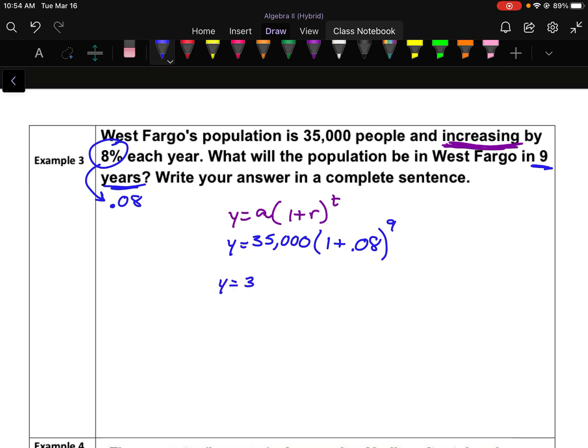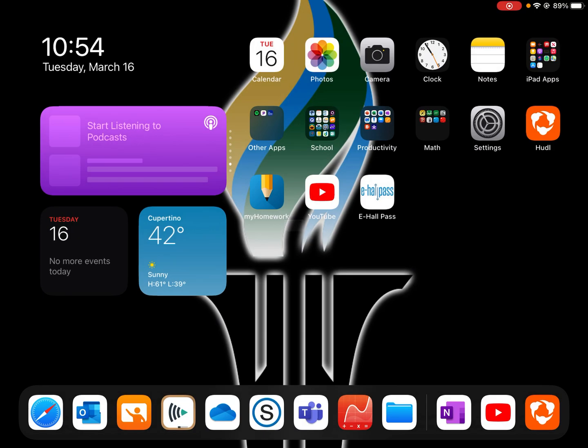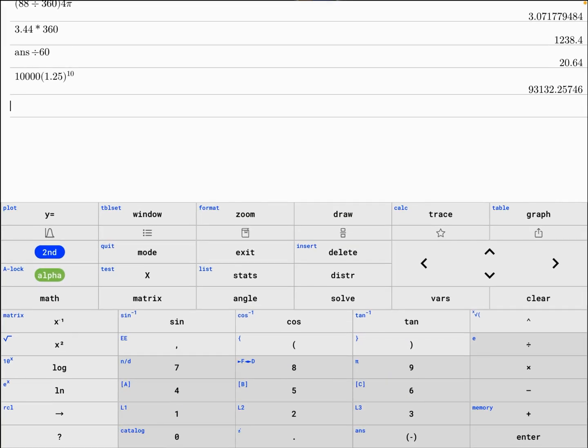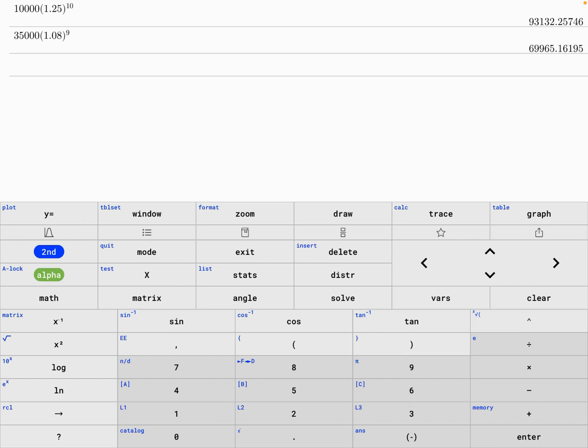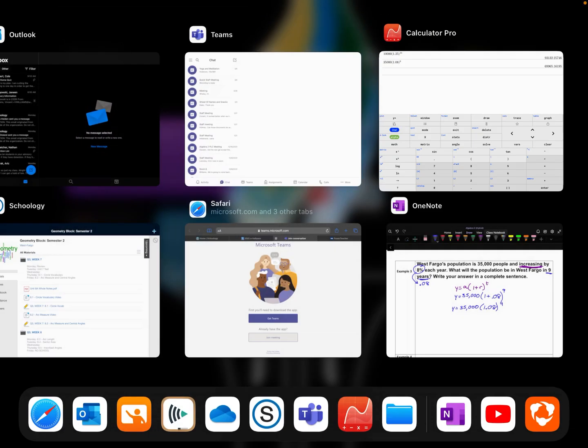So again, you can clean this up. This says 1.08 to the 9th power. You type that into your calculator. So 35,000 people to start, times 1.08. Missed the 1 there. And then to the 9th power. Hit enter. So now here, because we're talking population, I would round to the nearest whole person just because that makes sense rather than a point whatever of a person. So we'll go 69,965.